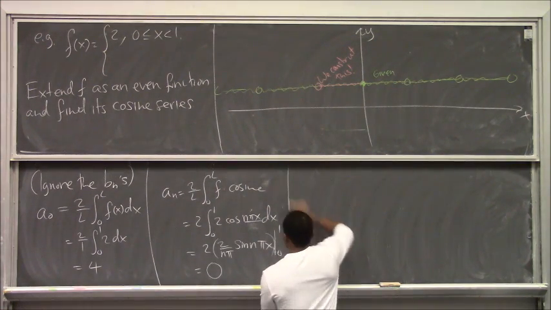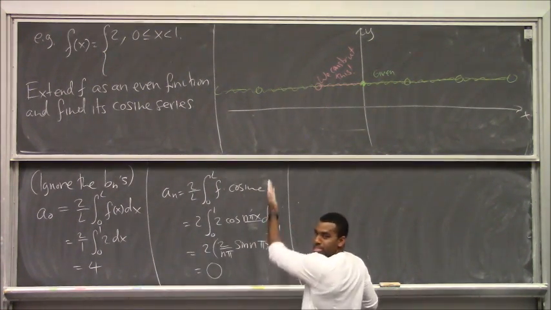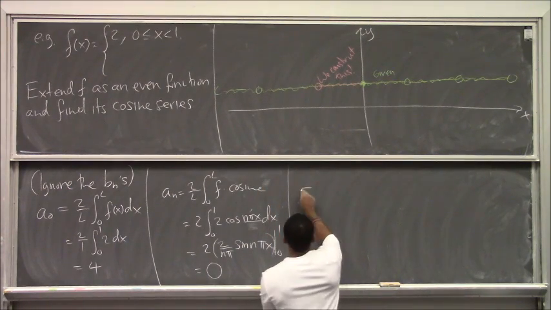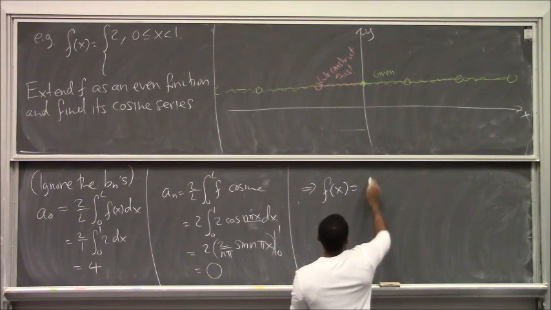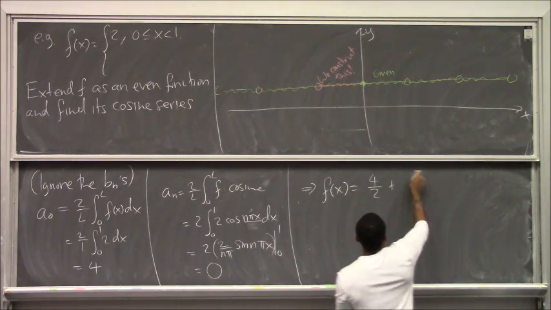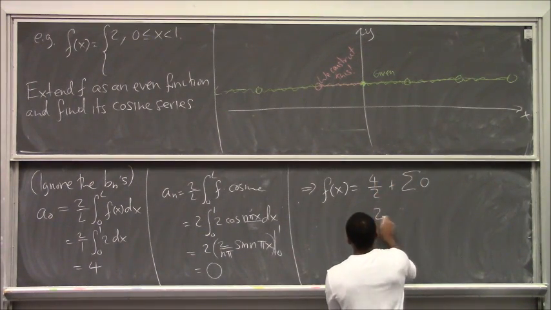So something that makes complete sense by looking at the picture. What did you end up finding? f of x equals 4 over 2 plus the series of 0. It's just 2.